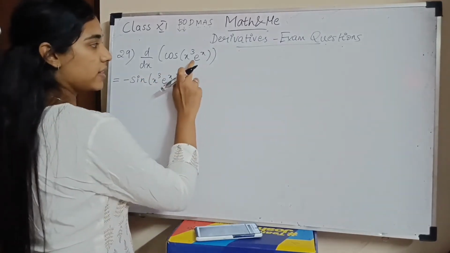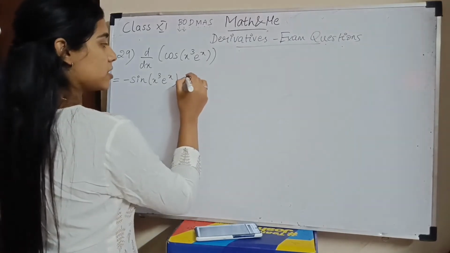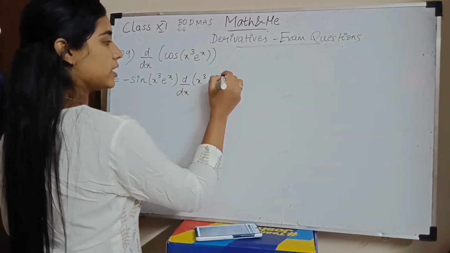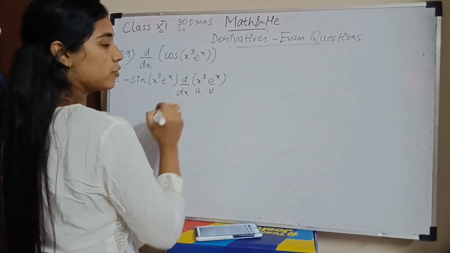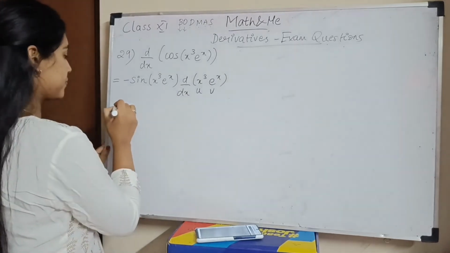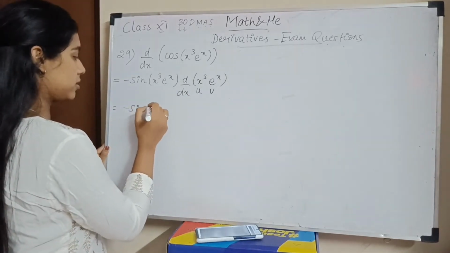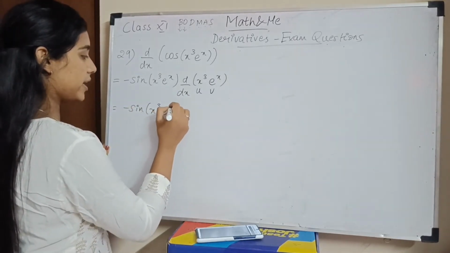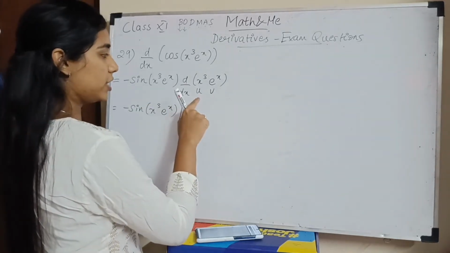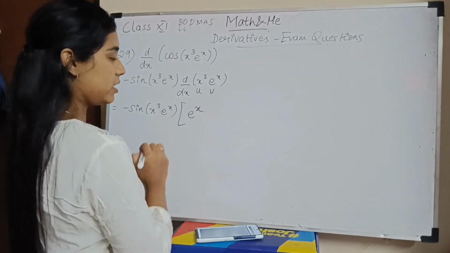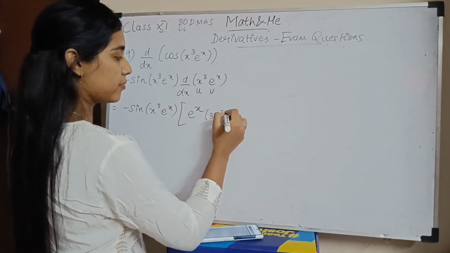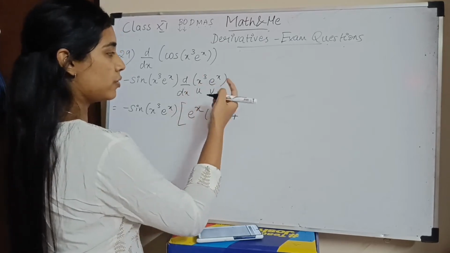Now you need to take the derivative of the function that is inside. So d by dx of x cube e to the x. This is of the form uv, multiplication. So vu dash plus uv dash. So let me write sin of x cube e to the x. I'll open a bracket. vu dash: x cube, a derivative 3x square, plus u v dash.